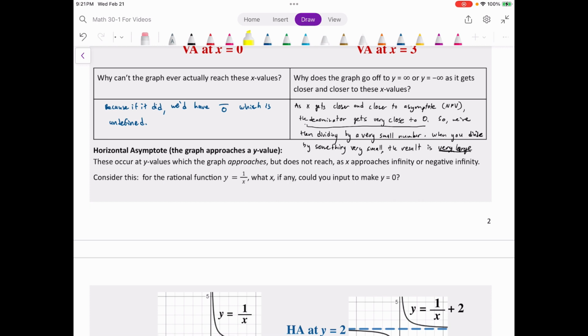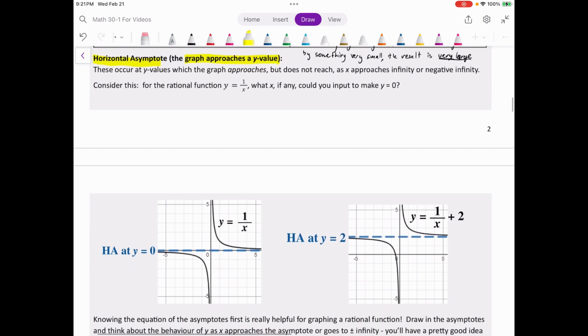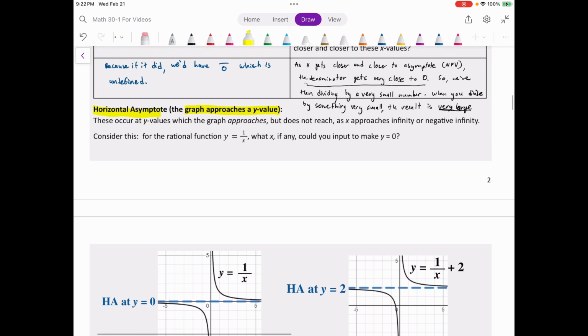Okay. What about a horizontal asymptote? This is where the graph approaches a y value, right? Just to spoil it a bit. A horizontal asymptote is a sideways line that the graph approaches. Again, it's not part of the graph. It's where the graph is approaching, okay? But y now is approaching that, okay? It's getting closer and closer to that y value. So this one has a horizontal asymptote at y equals 0. You can see the graph is getting closer and closer to 0. Closer and closer to 2 for this one, closer and closer to 2, but not reaching it, okay?